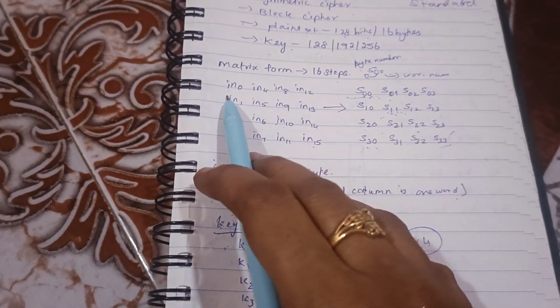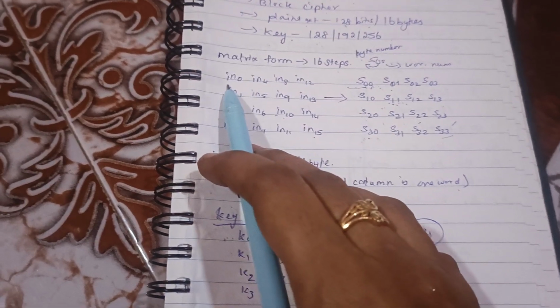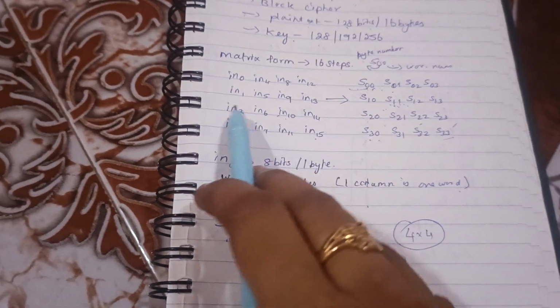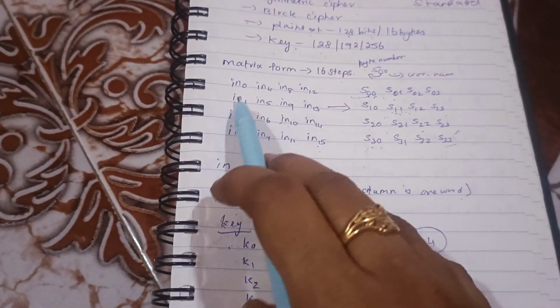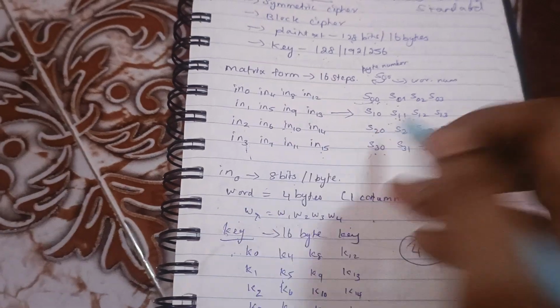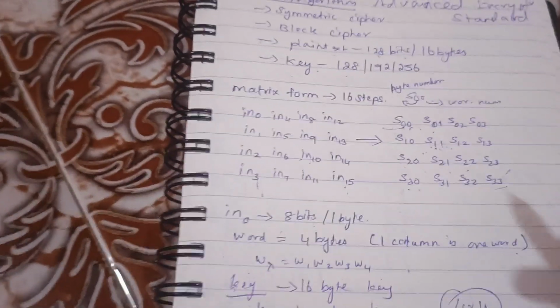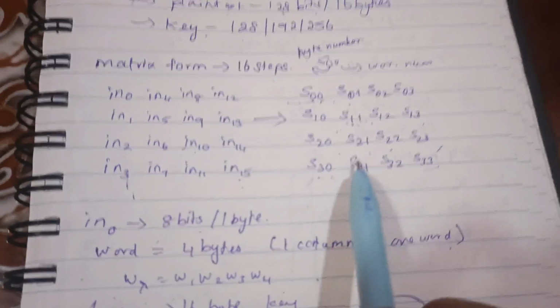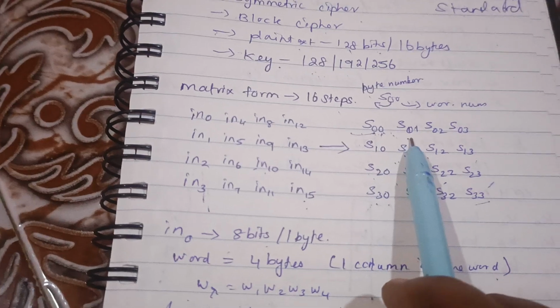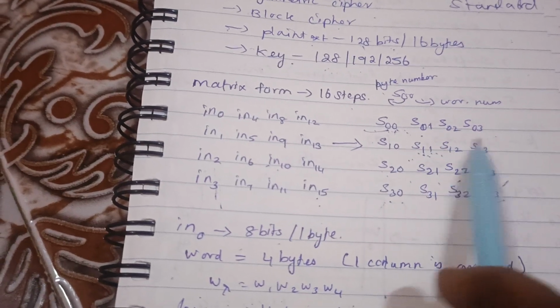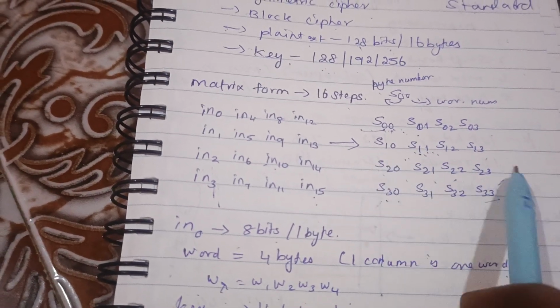The input matrix will be represented as IN0, 1, 2, 3 up to 15. The input will be represented in this form, and then this is called your state matrix. The state matrix will be represented as S00, S01, S02, S03, and then S10, S11, and so on.